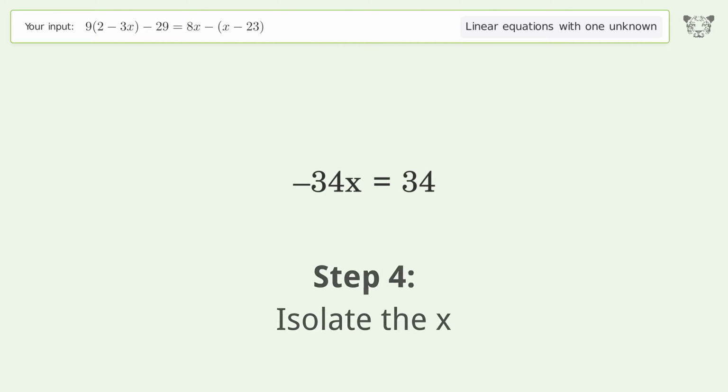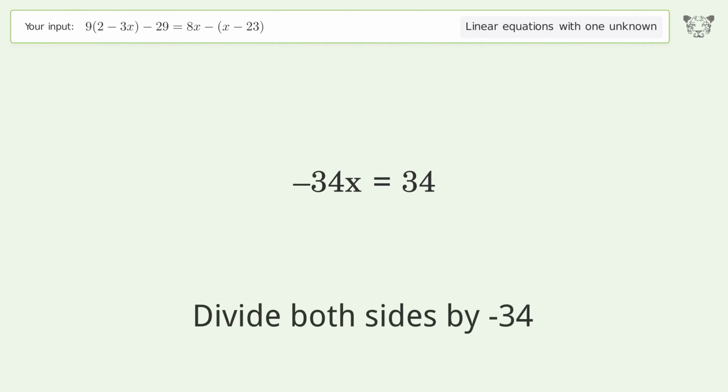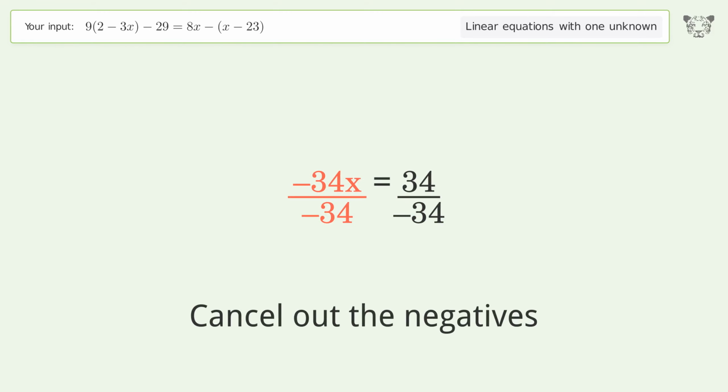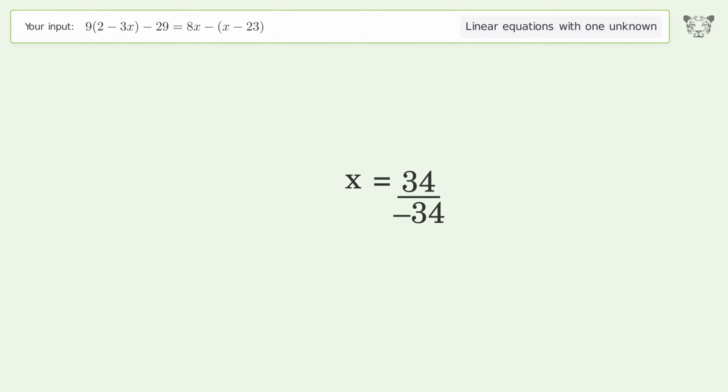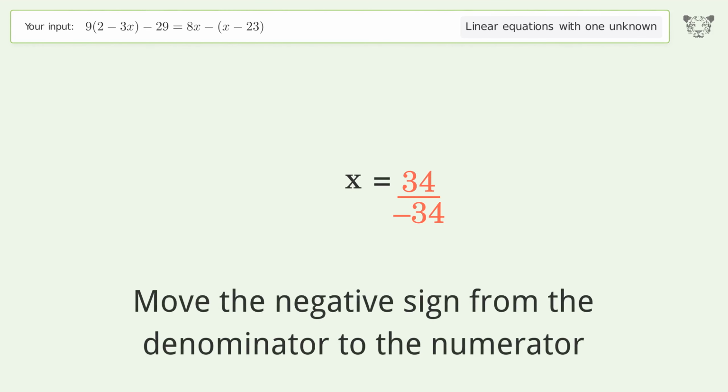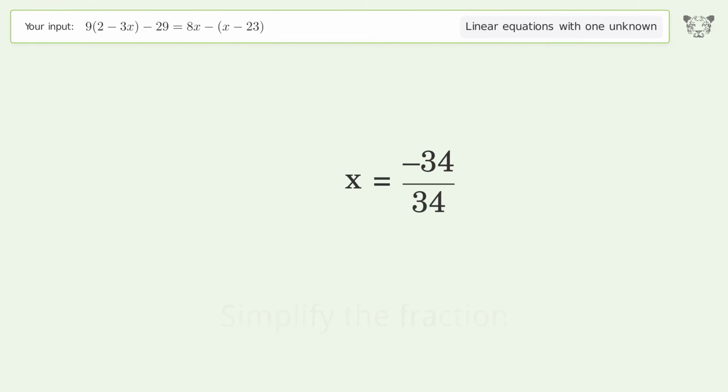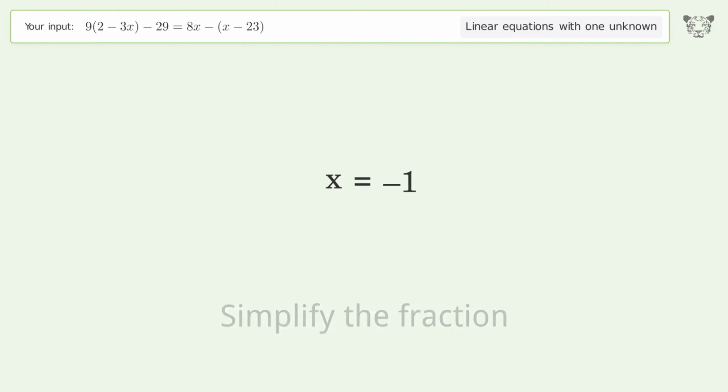Isolate the x. Divide both sides by -34. Cancel out the negatives. Simplify the fraction. Move the negative sign from the denominator to the numerator. Simplify the fraction. And so the final result is x equals -1.